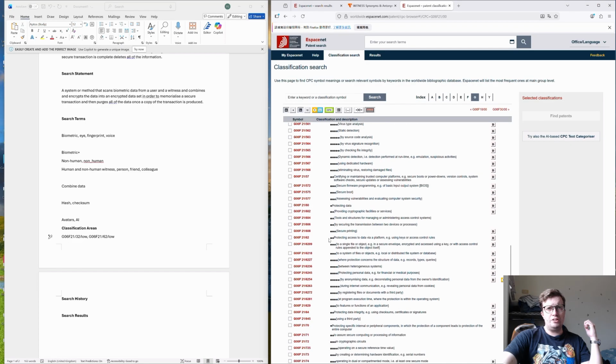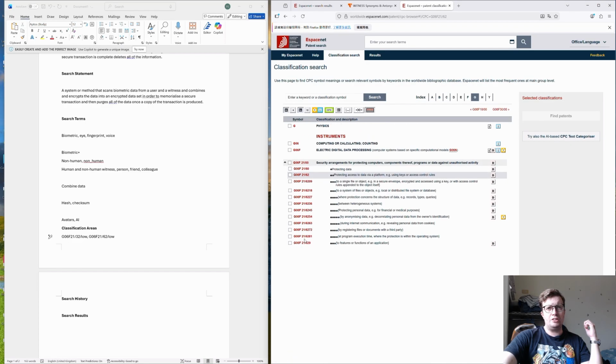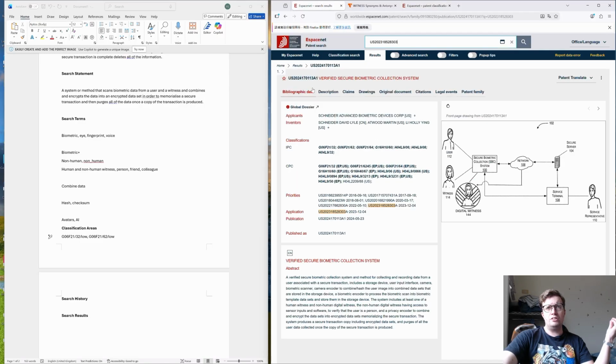So that gives me basically all of this, everything here, right? All these classifications, you search all of them together, right? Because you've also got things like protecting personal data for financial medical purposes. That's secure transactions, right? So I'd actually probably even classify it there. Was it classified there at 6245? Yes, it was. Okay.